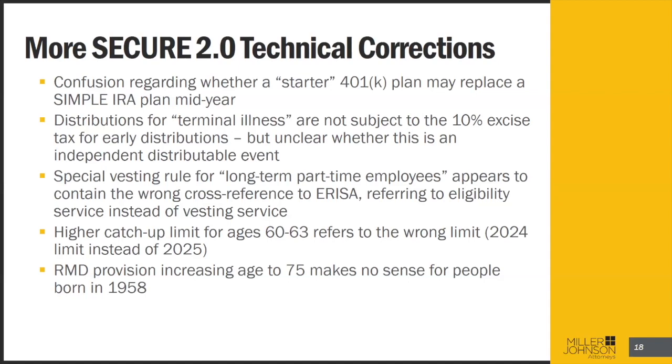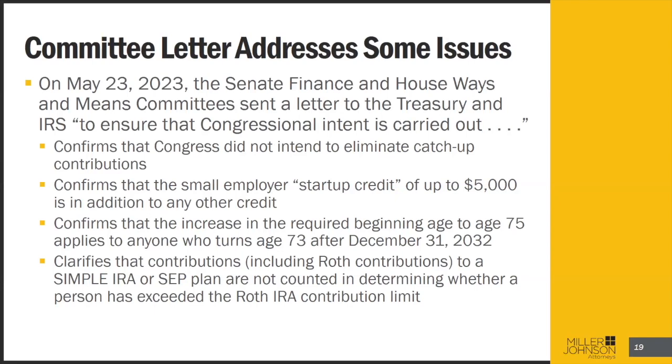make any sense. So I think anticipating some of these errors, in May, remember, a few short months after the legislation passed, the Senate Finance and the House Ways and Means Committees sent a letter to the IRS basically saying, hey, we know that there are problems here, but we want to make sure that you, IRS, understand what we meant. First, this letter confirms that Congress didn't intend to eliminate the catch-up contribution, so that's good. Not a huge surprise there.